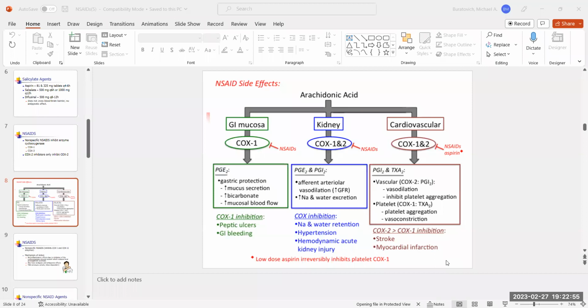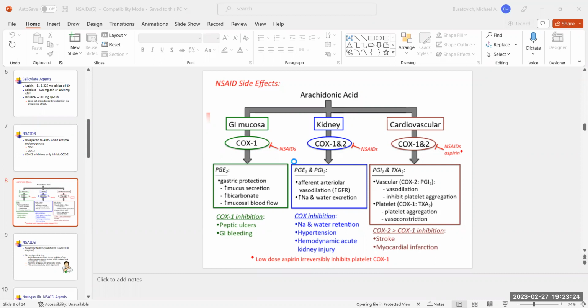So if someone is on NSAIDs, that means the three places where you are going to have your biggest concerns will be essentially, you're going to ask them about their GI tract. You might even want to just palpate the stomach. And if there's a tender spot, ooh, ow. Might want to get that scoped. We might want to do something about that.